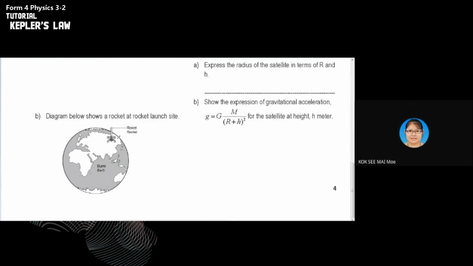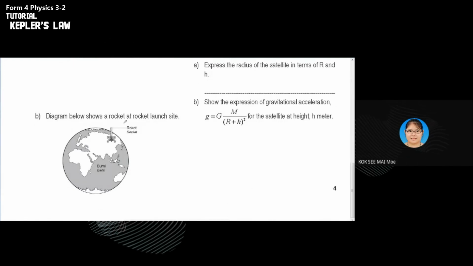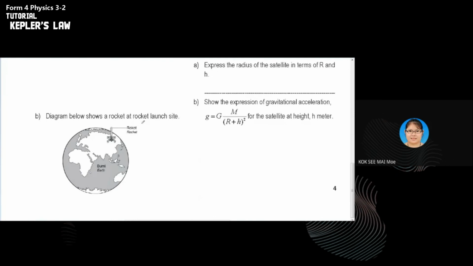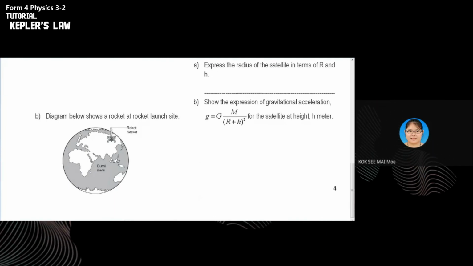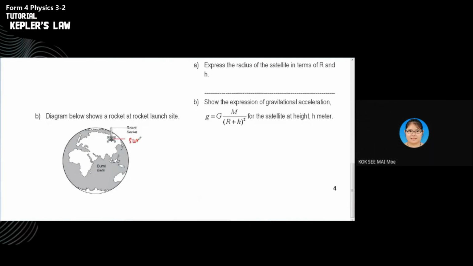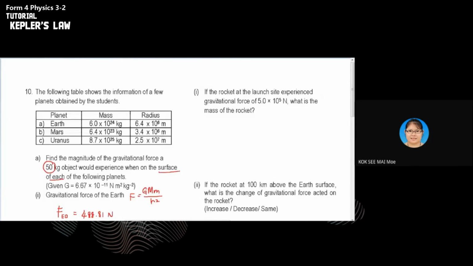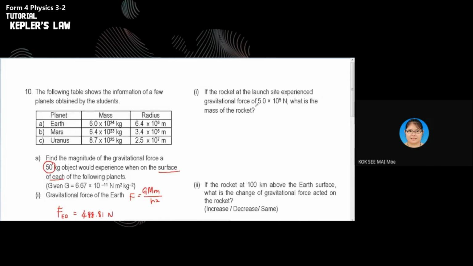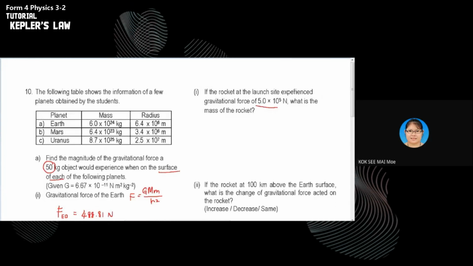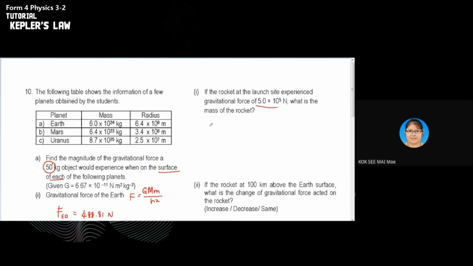Okay, now the diagram shows the rocket. A rocket at the rocket launch site. The rocket is on the surface. So now you can see what they want. If the rocket at the launch site experiences the gravitational force, what is the mass of the rocket?